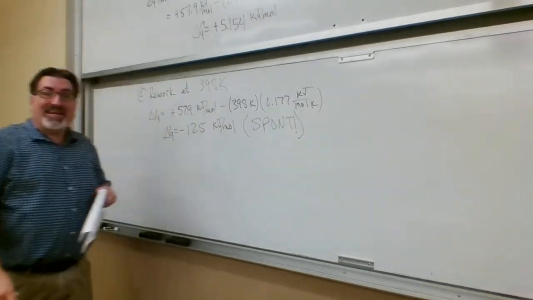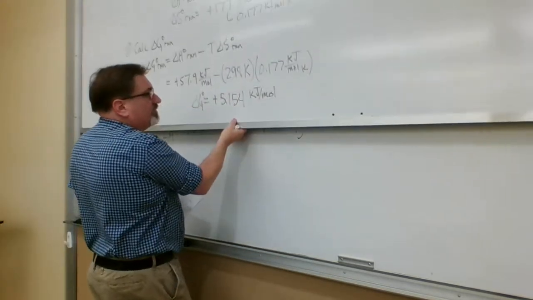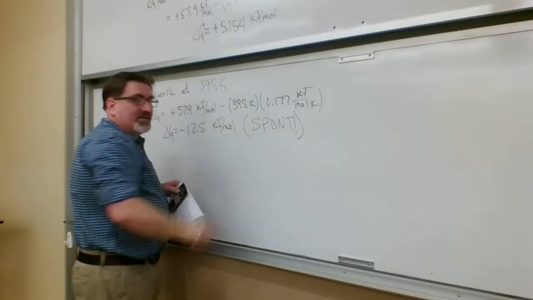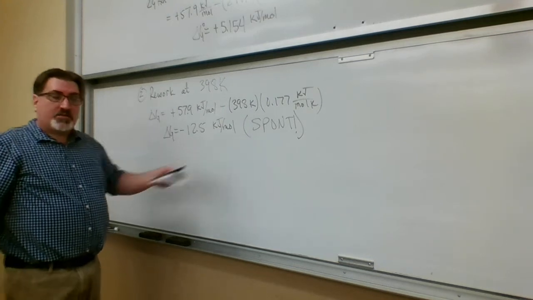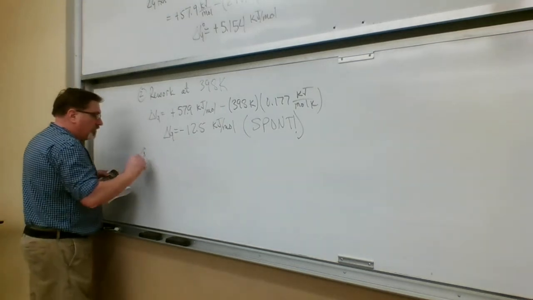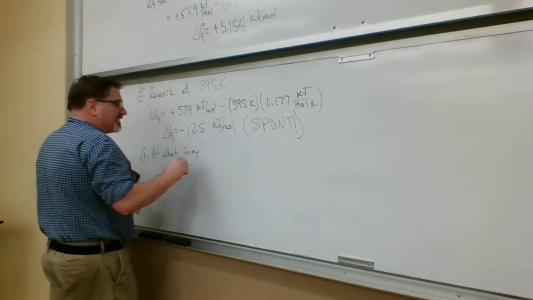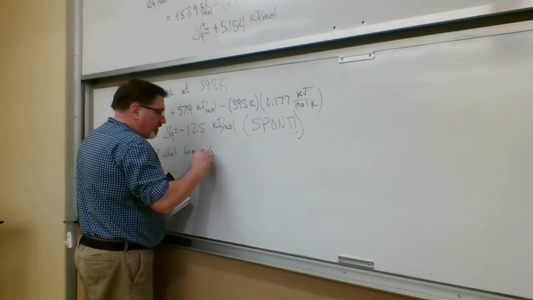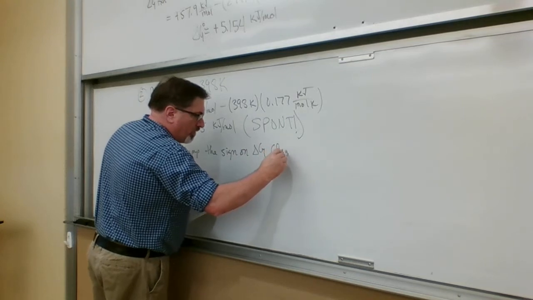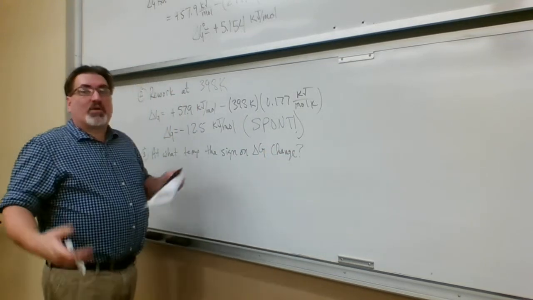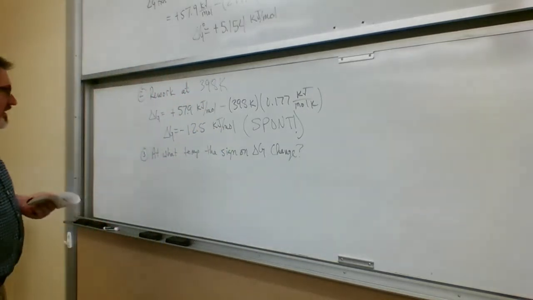So it flipped spontaneity in that 100 degrees. It went from being non-spontaneous at standard conditions to spontaneous at this temperature. So let's figure out at what temperature that changed. At what temperature did the sign on delta G change? You could have also been asked at what temperature does it become spontaneous, or what temperature does spontaneity flip? All those things mean the same thing.